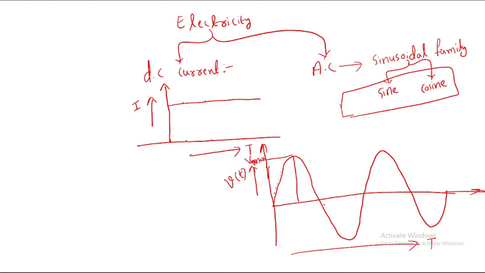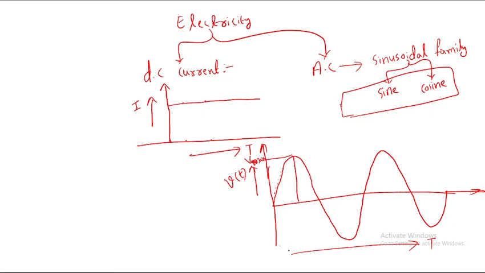Vmax. So alternatively, why it is called an alternating signal is very clear from here to here: positive peak, then zero, then negative peak, again positive peak, negative peak. So the signal is going to be repeating in nature. So it is called an alternating signal.